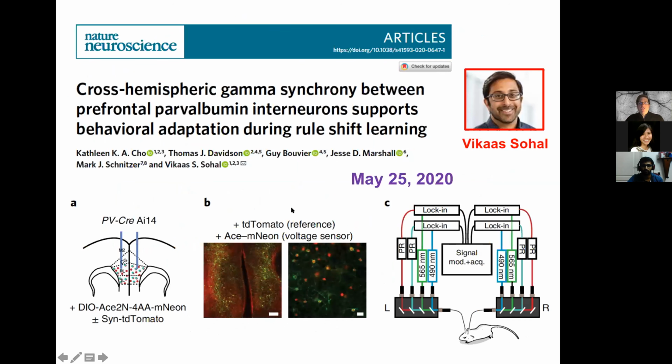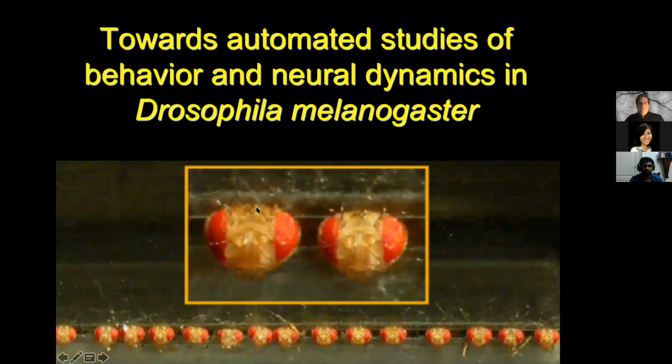And we've been applying this approach to different biological studies. This is an example of a study that just came out, a collaboration with Vikas Sohal's lab at UCSF, in which we were comparing oscillations across the different hemispheres of the brain in this gamma range and seeing their possible engagement during different forms of learning, and in particular during rule shift learning.